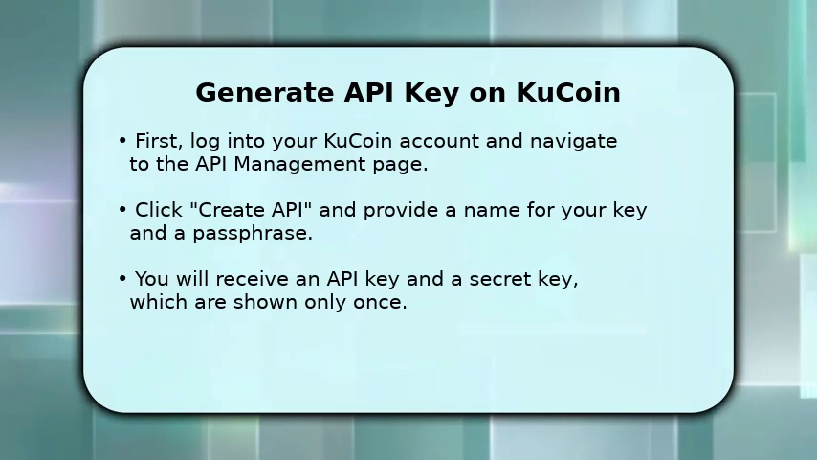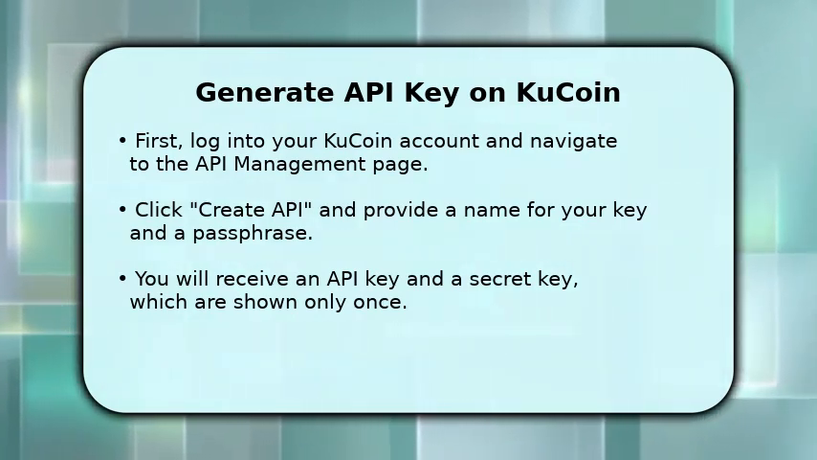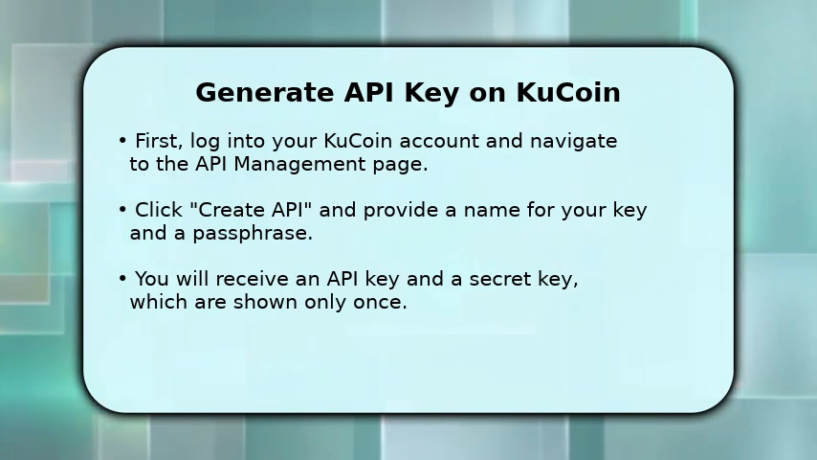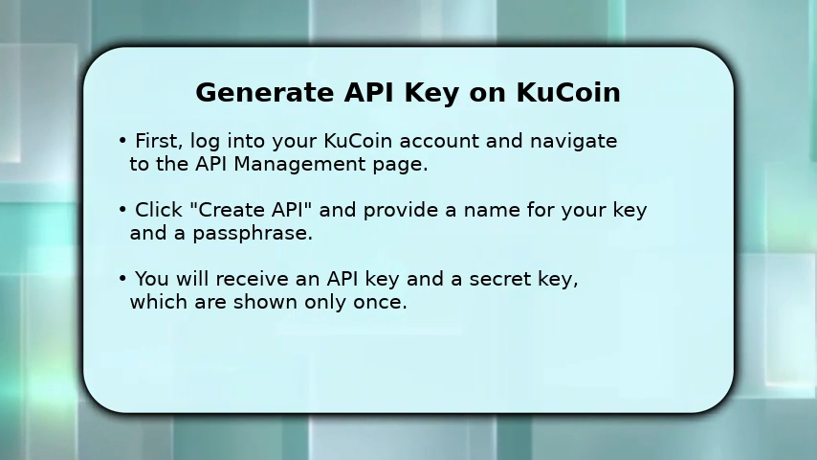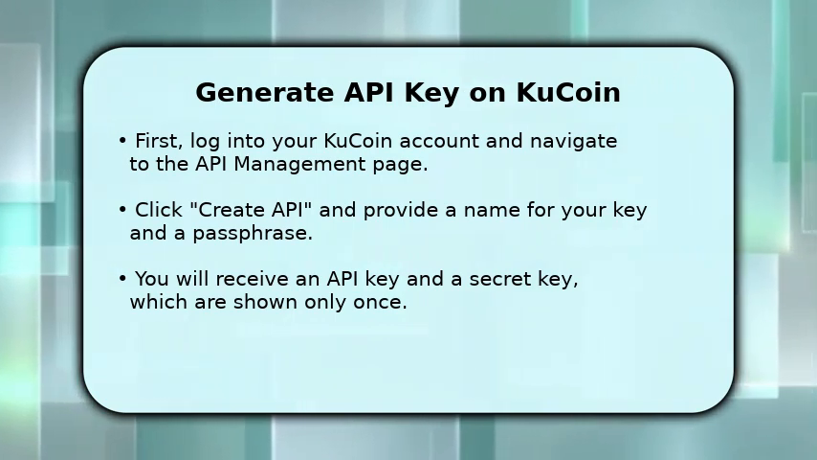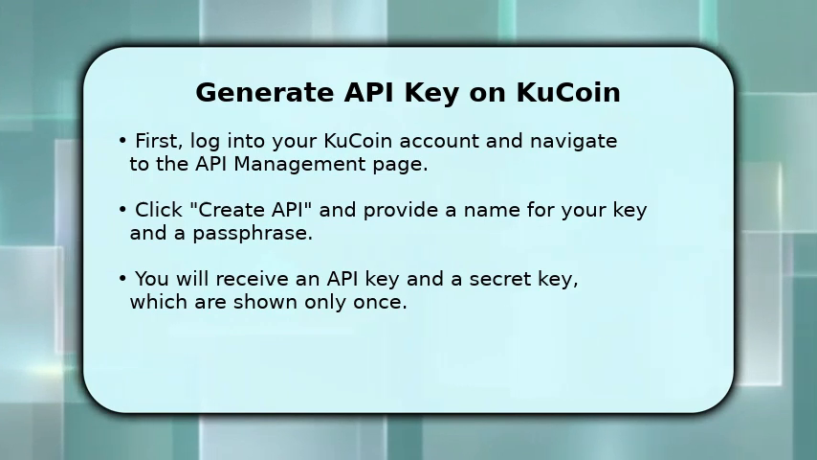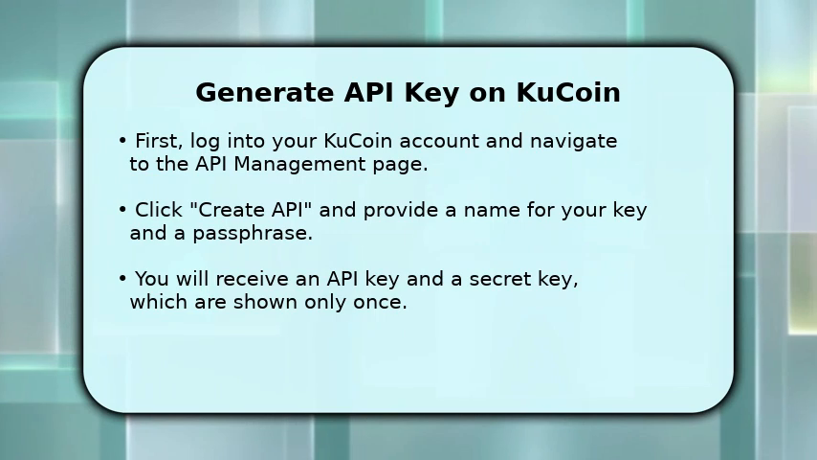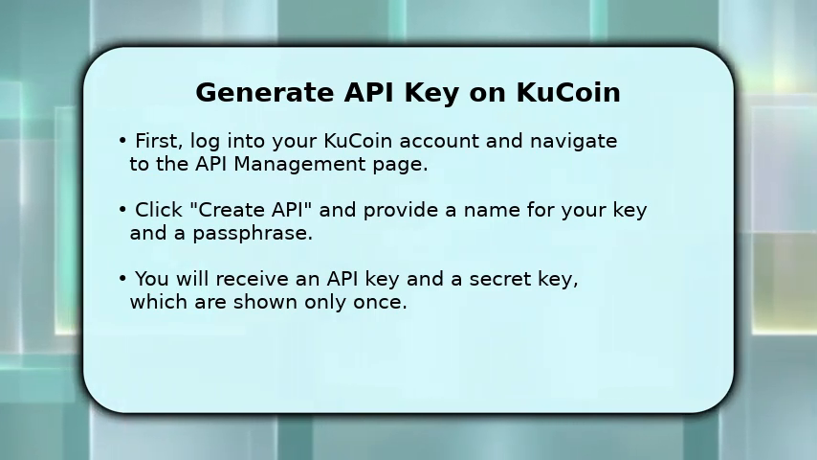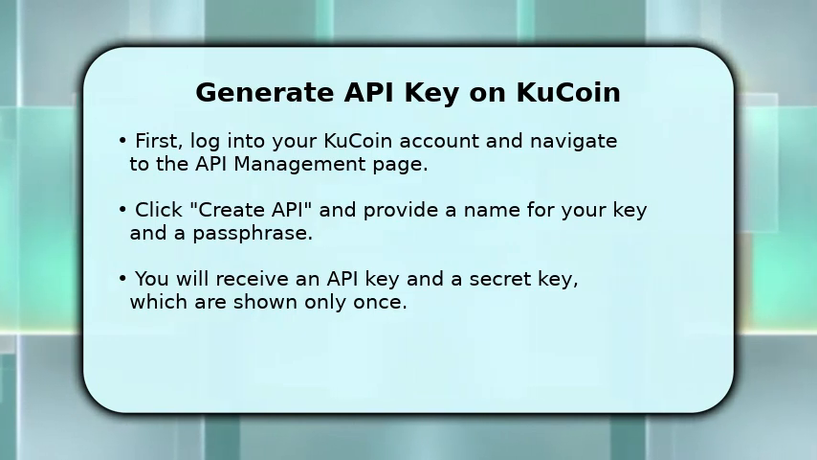To begin, log into your KuCoin account and locate the API management section, usually found under your profile settings. Here, you will click the Create API button. You'll need to give your new API key a descriptive name and set a strong API passphrase. Once created, KuCoin will display your API key and secret key. Remember, the secret key is shown only once, so save it immediately.